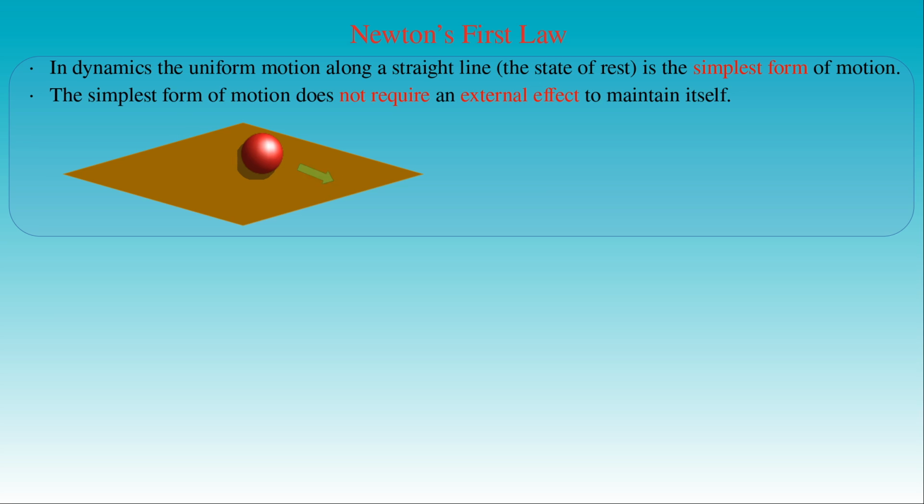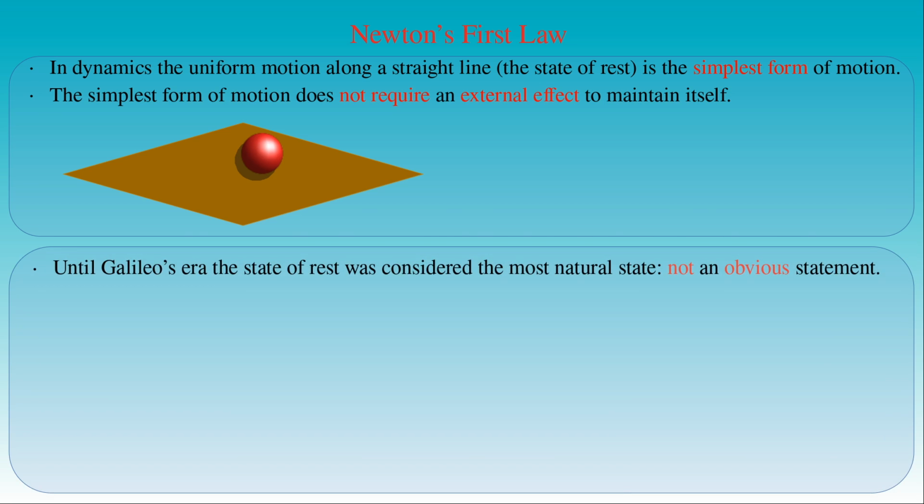The state of rest can be considered as a special case, where the speed of the body is zero. The view that the state of rest is the most natural state of the object in nature, as opposed to the uniform linear motion, prevailed in science from Aristotelian physics till Galileo's era. This demonstrates that Newton's first law is not an obvious statement.